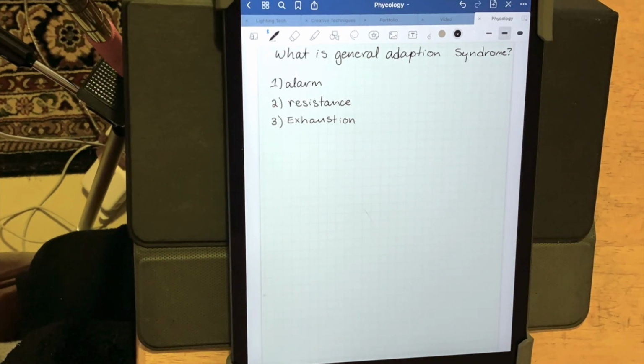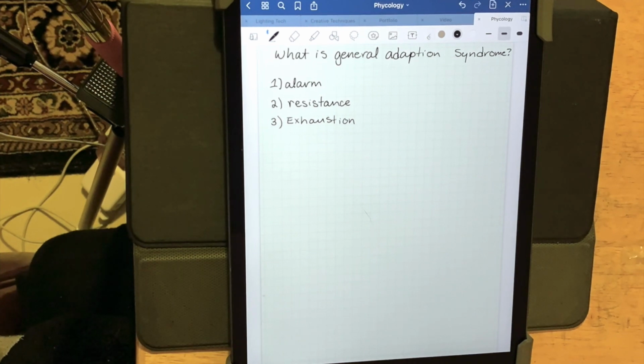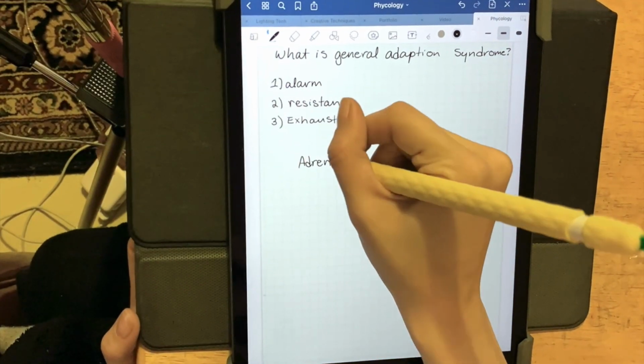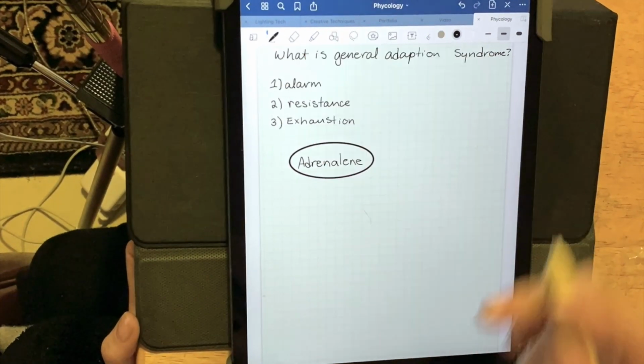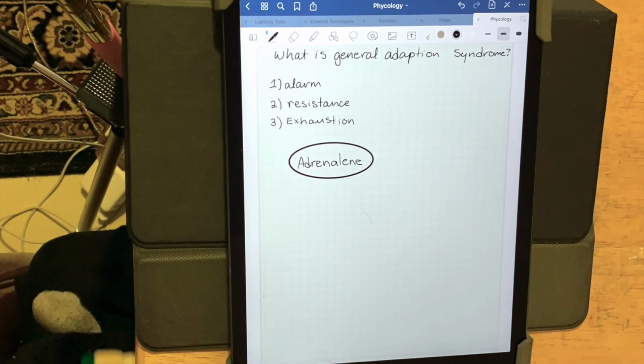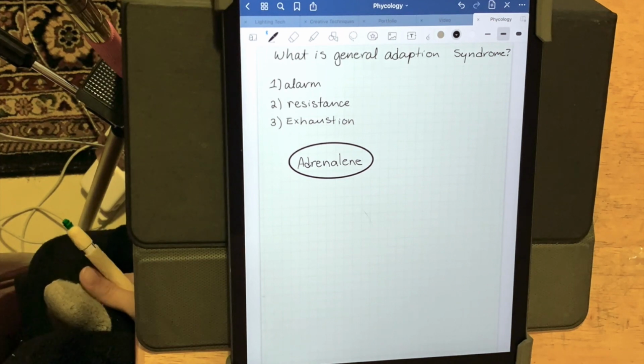What is general adaptation syndrome? Like we talked about before, Hans Selye researched the 3 different biological factors that come in with fight or flight: alarm, resistance, and exhaustion. In alarm, 2 main chemicals are released in the body: adrenaline and cortisol. Some key factors of adrenaline include increased heart rate, increased blood pressure, expanding the air passages of the lungs, and enlarging pupils in the eye. There's many more, but these are just the main factors.